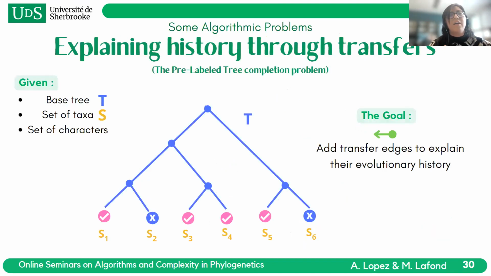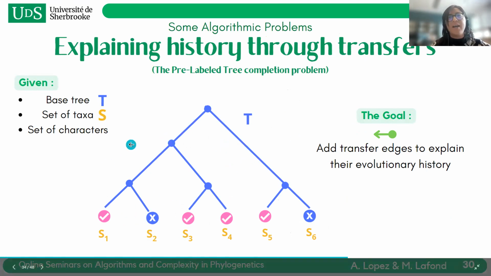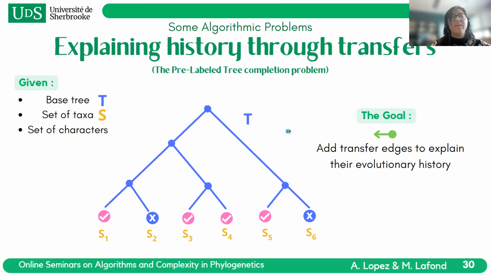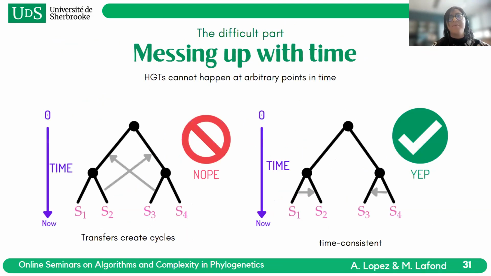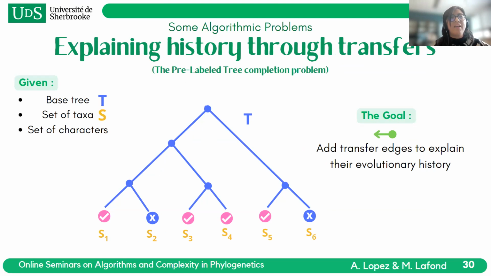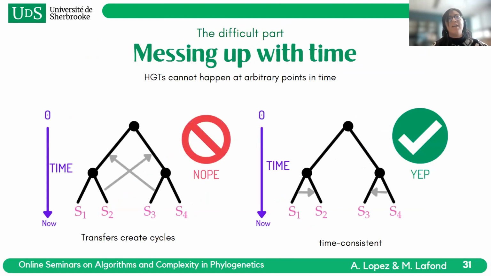So another interesting algorithmic problem is explaining the history of a set of taxa using transfers. Suppose that you're given a base tree and a set of taxa with a set of characters, and the goal is to add transfer edges to explain the evolutionary history, which is the question that we had at the beginning.